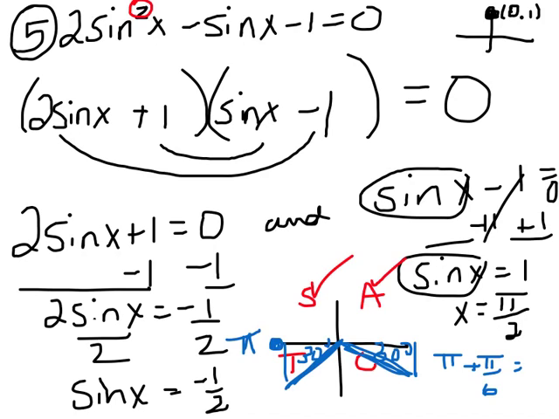No, wait a minute. No, because I would need a common denominator of 6, so it would be 7 pi over 6, wouldn't it? Is that right? That look right to y'all now? You would think so. Pi plus pi over 6 would be 7 pi over 6.